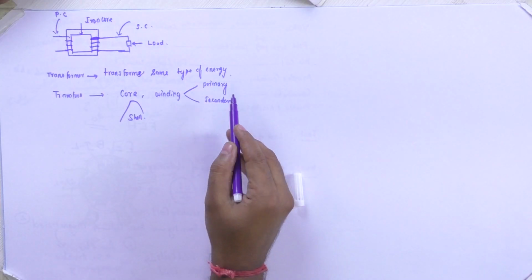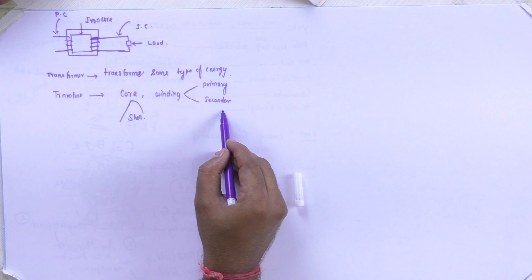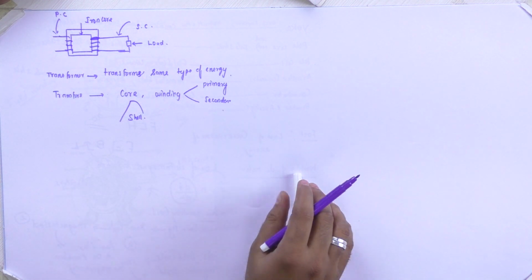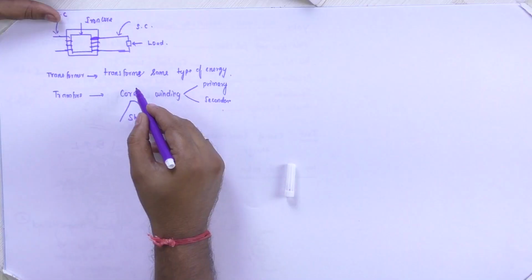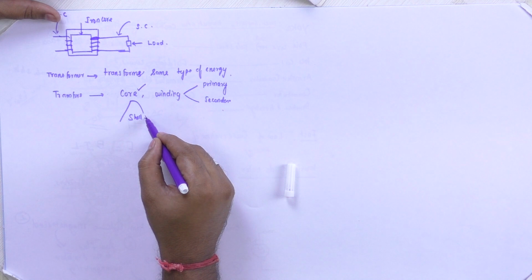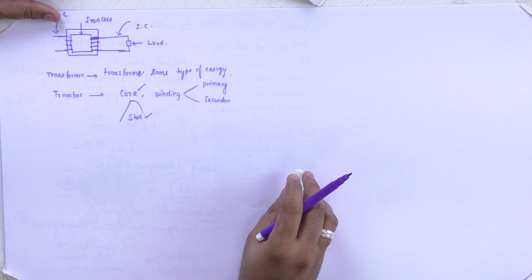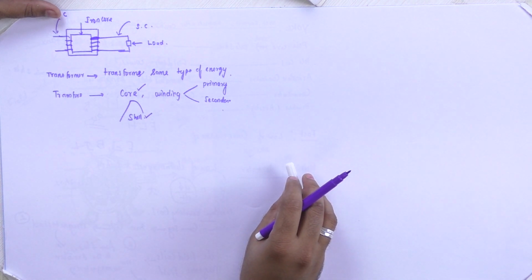One is the winding part. Winding parts are classified as primary and secondary winding. Coming back to the other part, it is very important: the part which establishes flux. The parts which establish flux are classified as core type transformer as well as shell type transformer. So these are the very simple elements of a transformer.